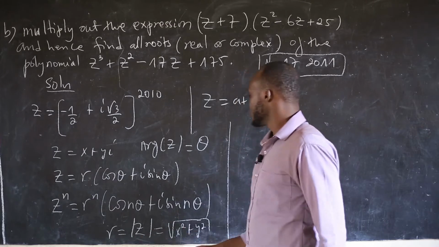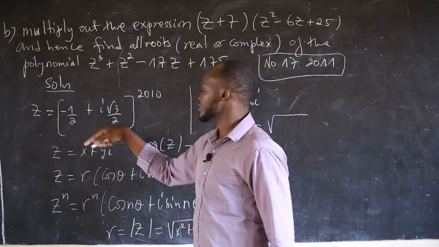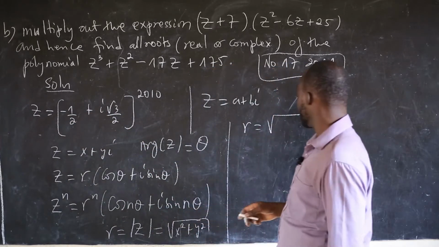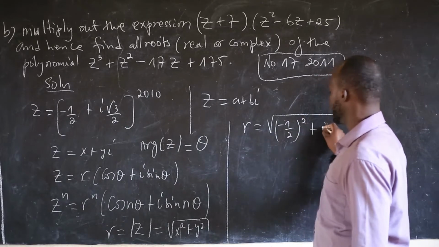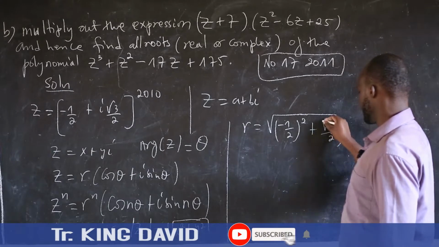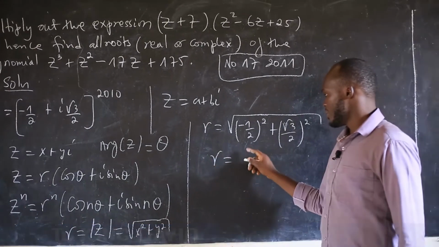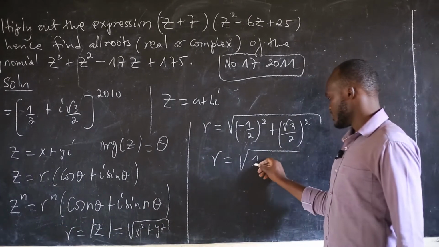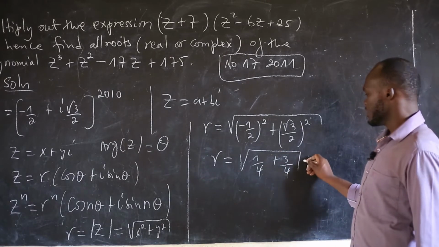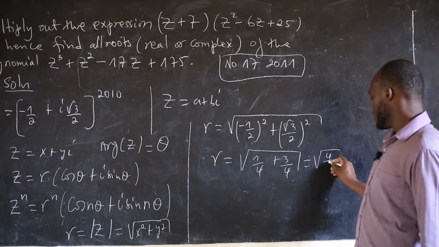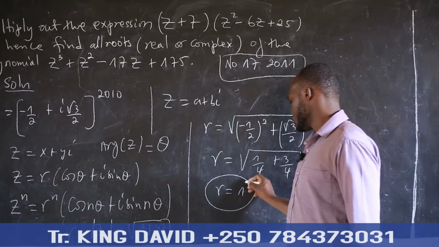Let's first find the modulus. Our r will be equal to square root. Our x is negative half. Our y is root 3 over 2. That's negative 1 over 2 squared plus root 3 over 2 squared. So what is the answer there? Our r is the square root of 1 over 4 plus 3 over 4. You see now, the answer is root 4 over 4, which is 1. Square root of 1 is 1. So our r is 1.